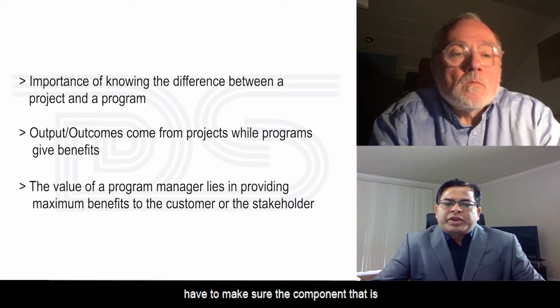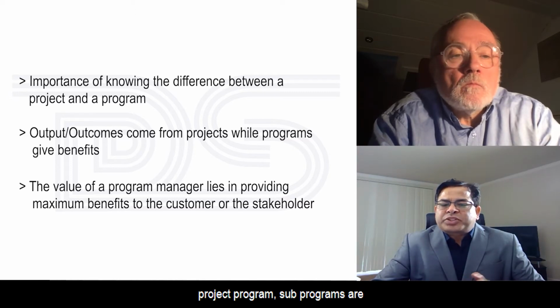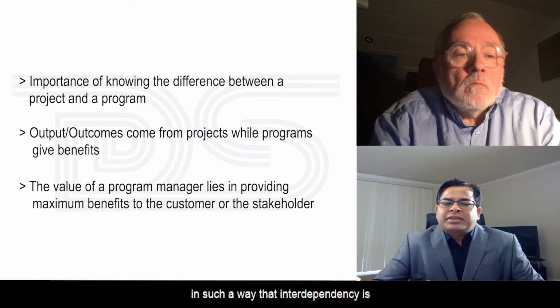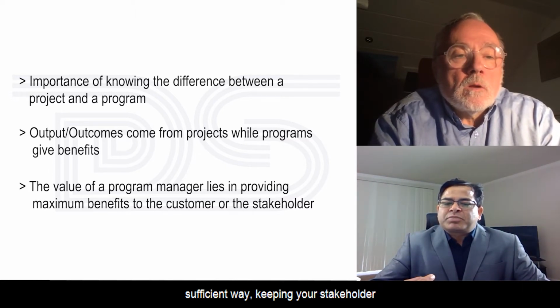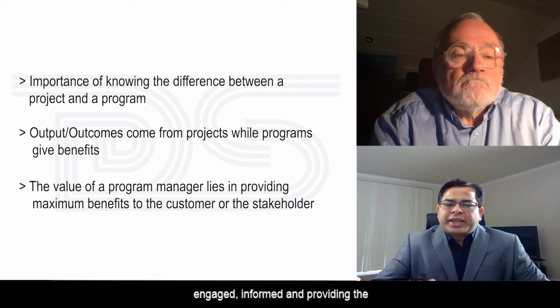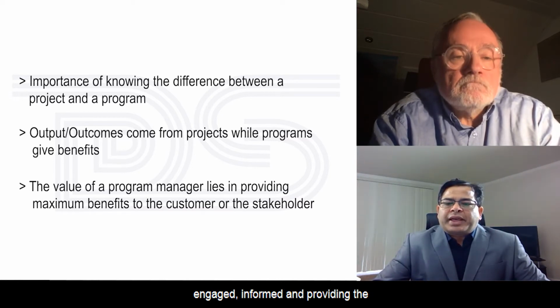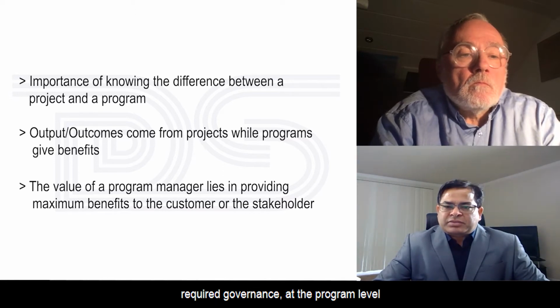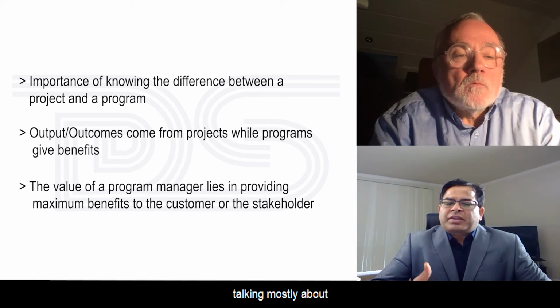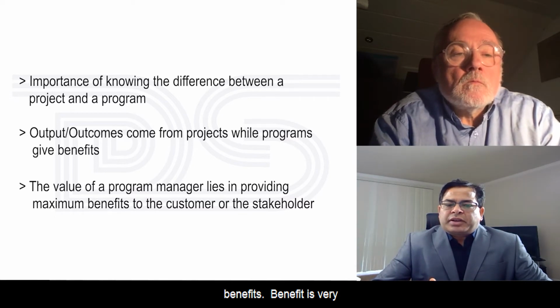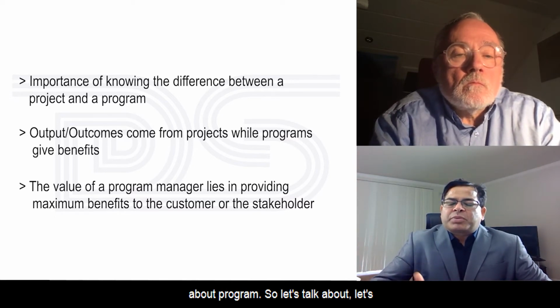For a program, we have to make sure the components, that is projects, programs, and sub-programs, are strategically aligned and managed in such a way that interdependency is actually helping, not stopping you. That means managing interdependencies efficiently, keeping your stakeholders engaged and informed, and providing the required governance at the program level and the project level. So a program is talking mostly about benefits. Benefit is a very important term when we talk about programs.